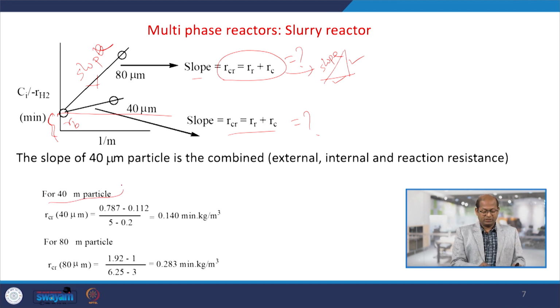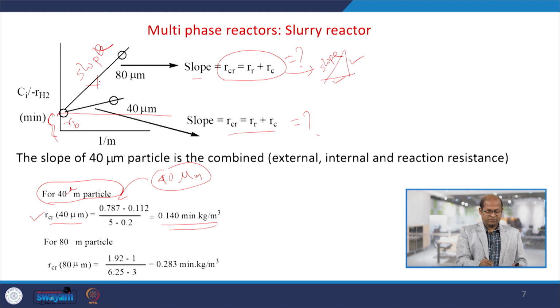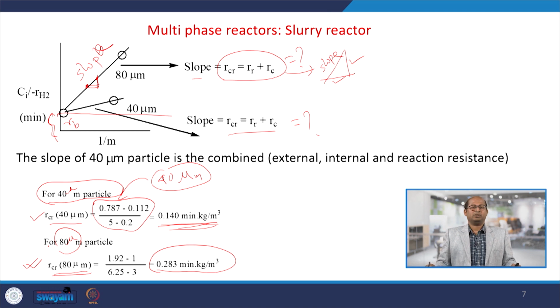Now if we want to get the slope for the 40 micron particles, the slope equals the resistance, and it is coming to this. To calculate the slope for this particular point, the x and y values are known, and for this other point also the x and y values are known. So once we know this, the slope equals this. Similarly for the 80 micron particles also. So the total resistance for 40 micron particles and 80 micron particles comes to this and this value.